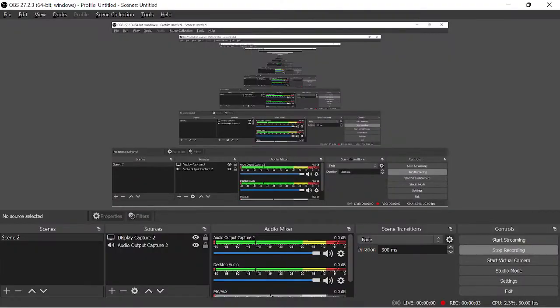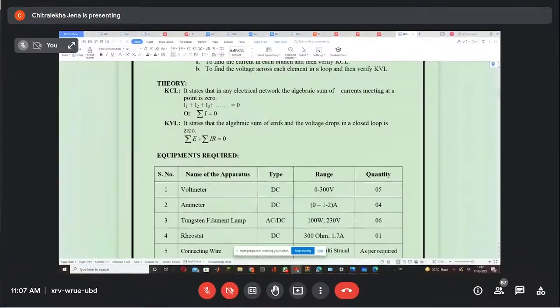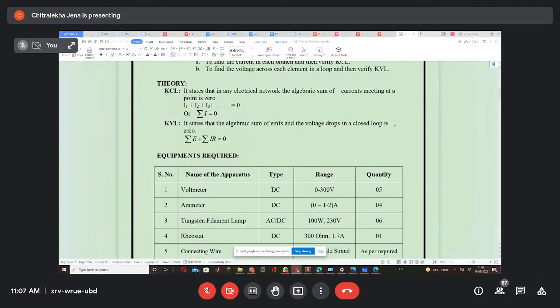Okay. And Kirchhoff's voltage law states that the algebraic sum of the EMFs and the voltage drops in a closed loop is zero. This I have already explained to you in the theory class. Summation of the EMF plus summation of IR. IR is the drop. This is the EMF, voltage drop. This is equal to zero.